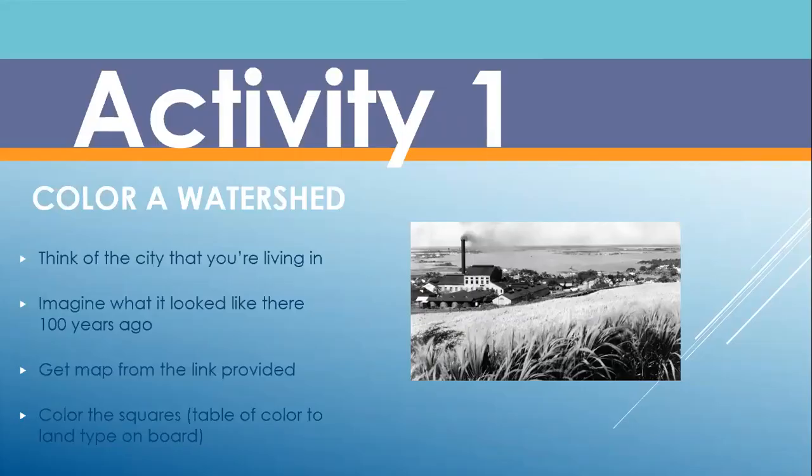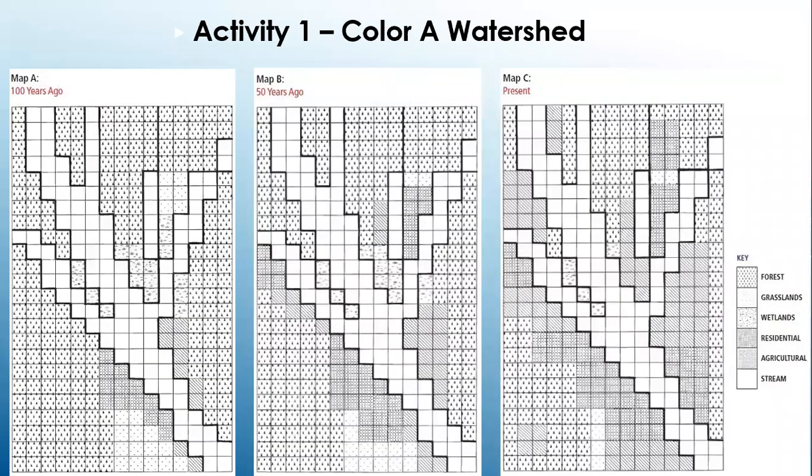So when you open up the activity sheet, you will have maps A, B, and C. They represent an aerial view of a watershed at different times. Map A from 100 years ago, map B from 50 years ago, and map C will be the present. So the maps represent a change in this land over a 100-year period. So look at the key for each map, which is going to be on its right-hand side, and designate each land area with a different color.